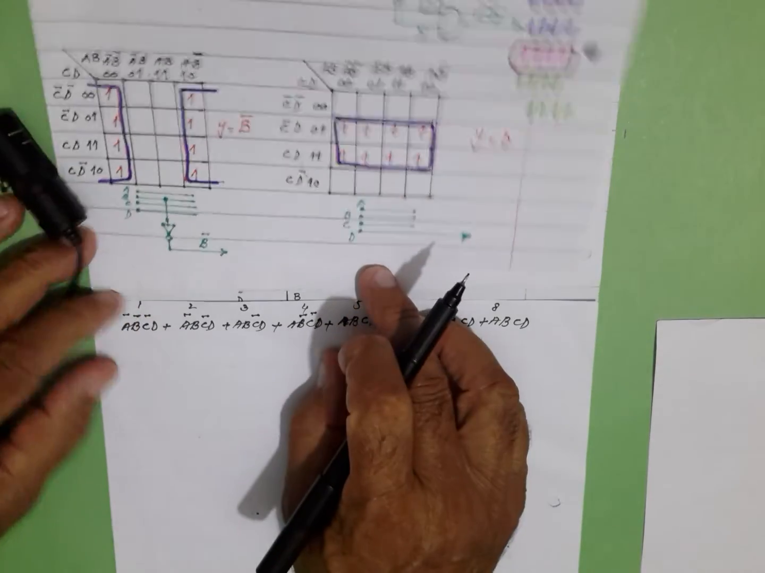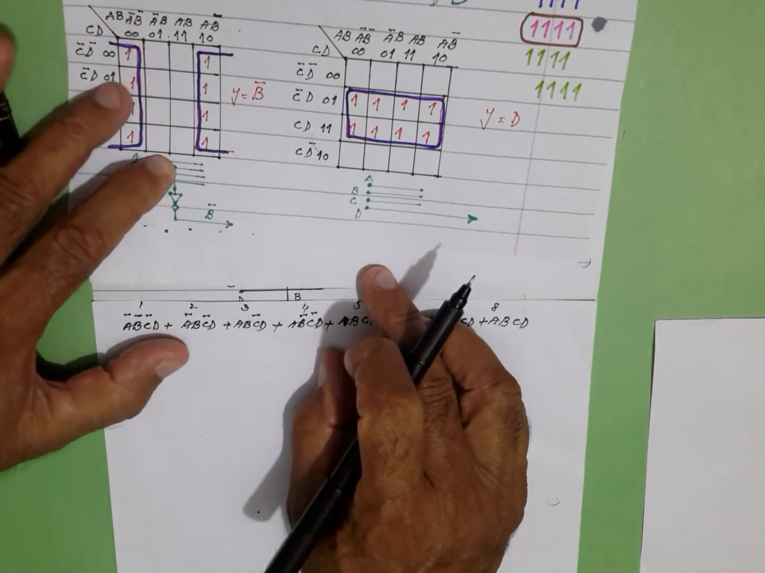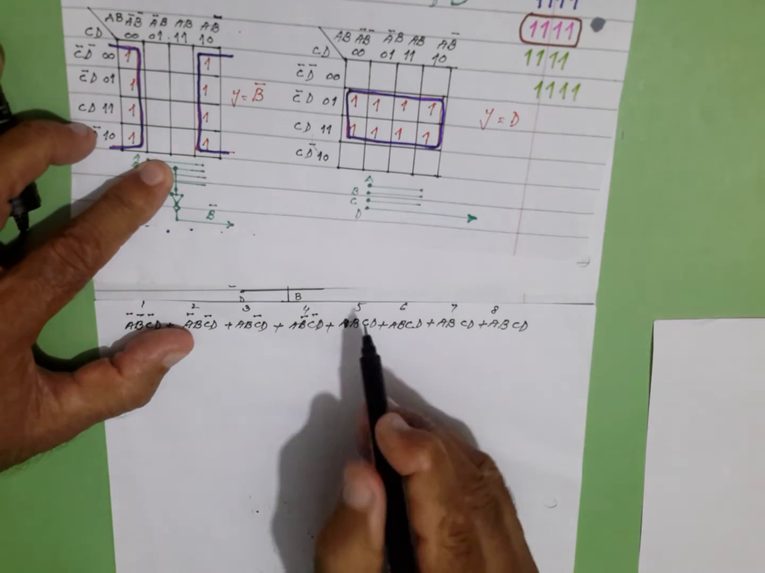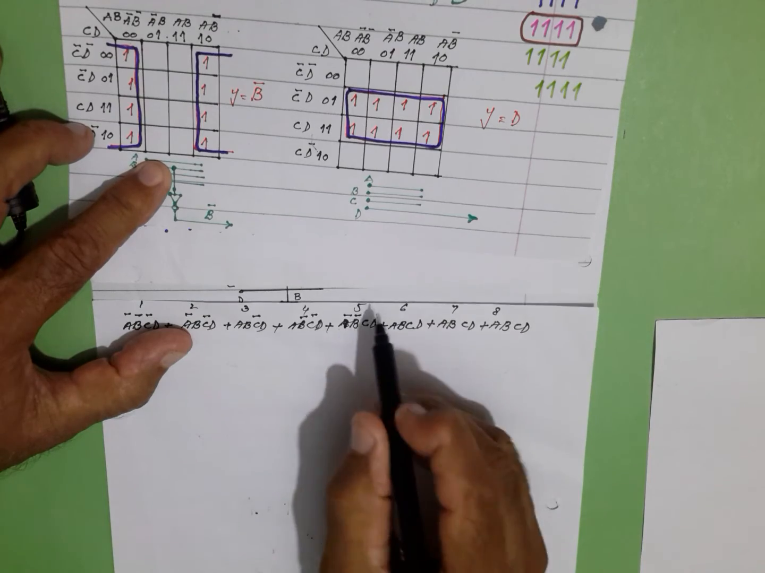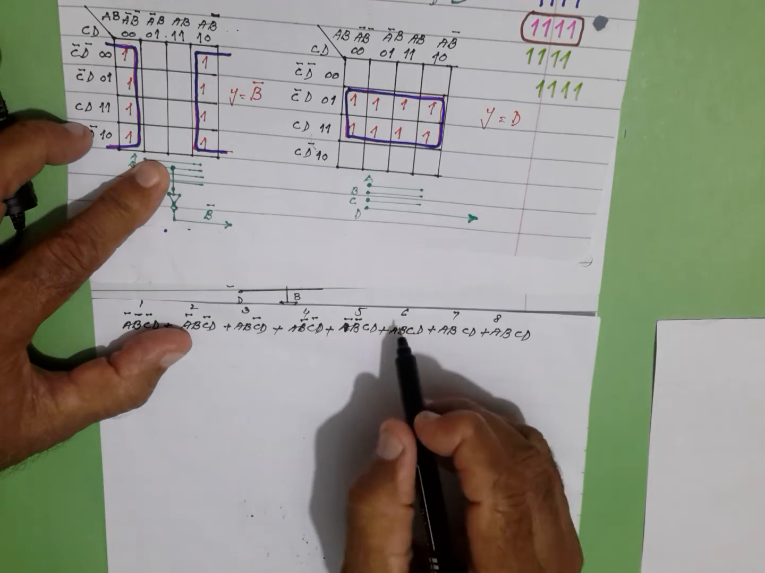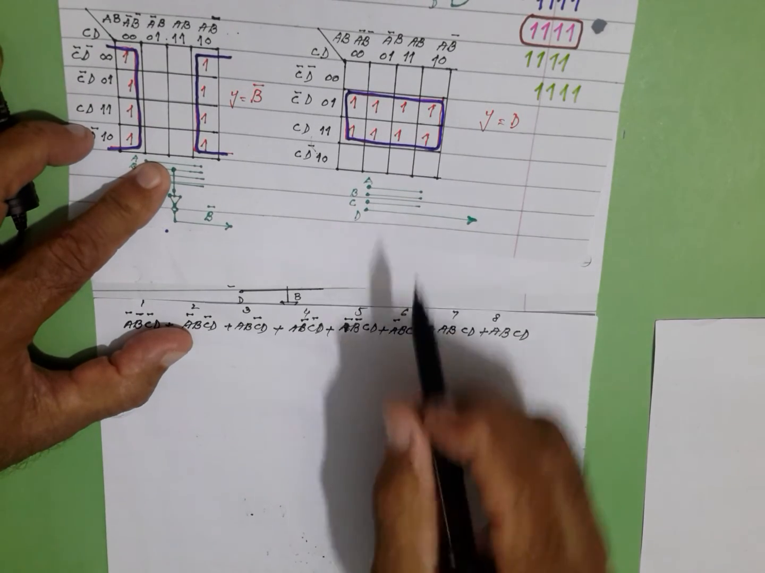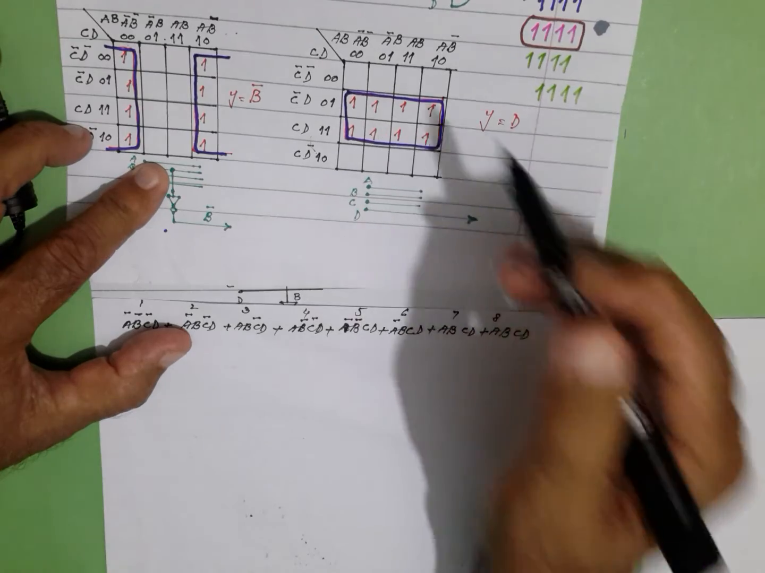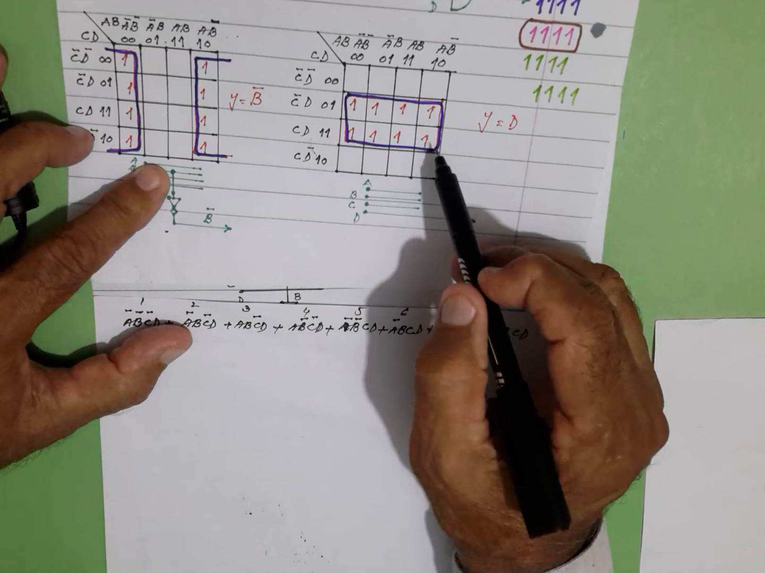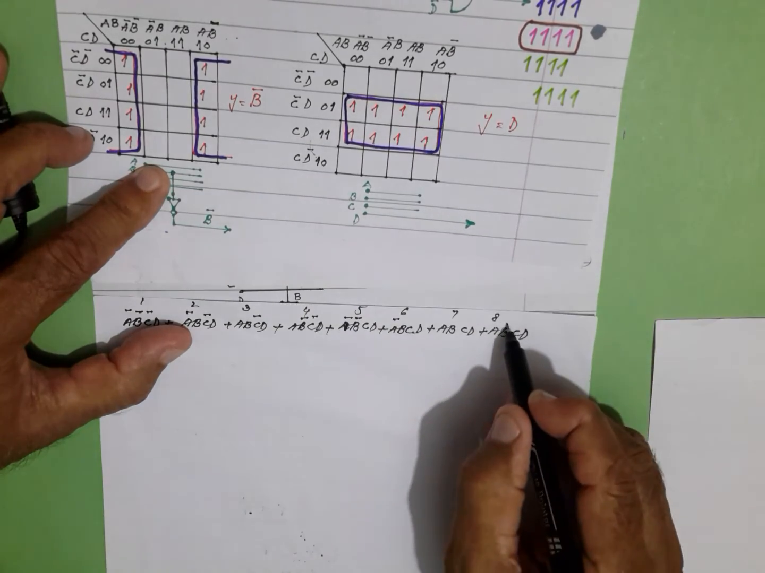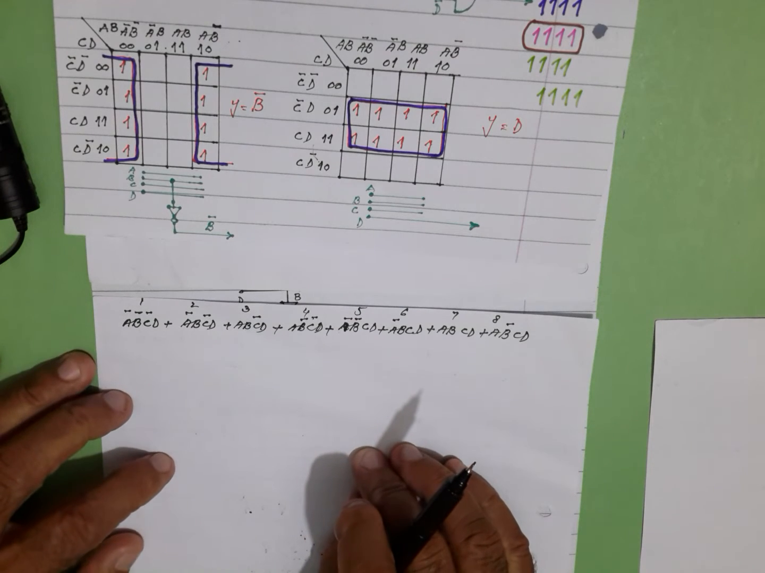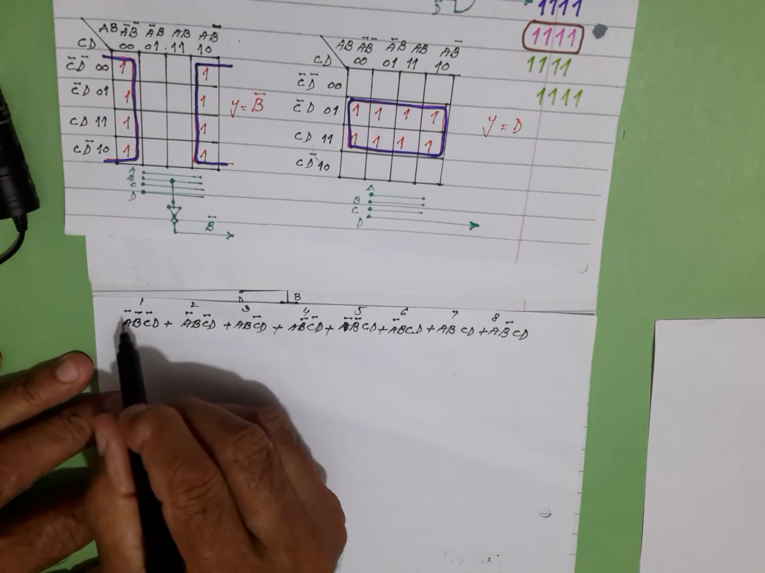The fifth one: we look vertically at A bar B bar, horizontally it is C D. Sixth, A bar B C D. Seventh, it is A B C D. Eighth minterm, it is A B bar C D. Now we have put the values of the variables. Now let us simplify it by applying Boolean laws.